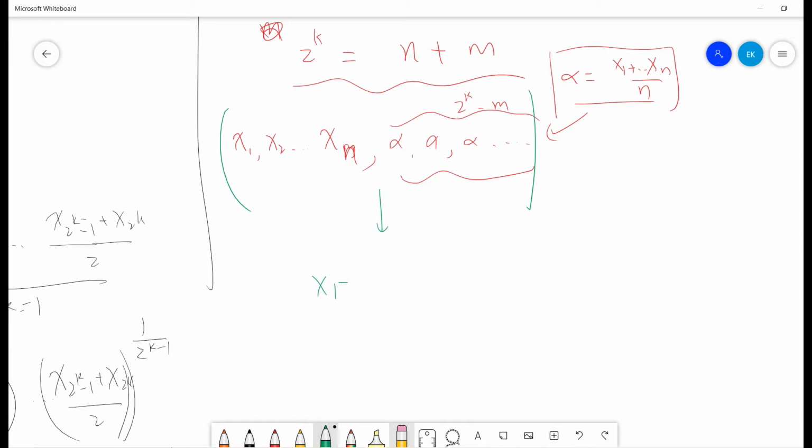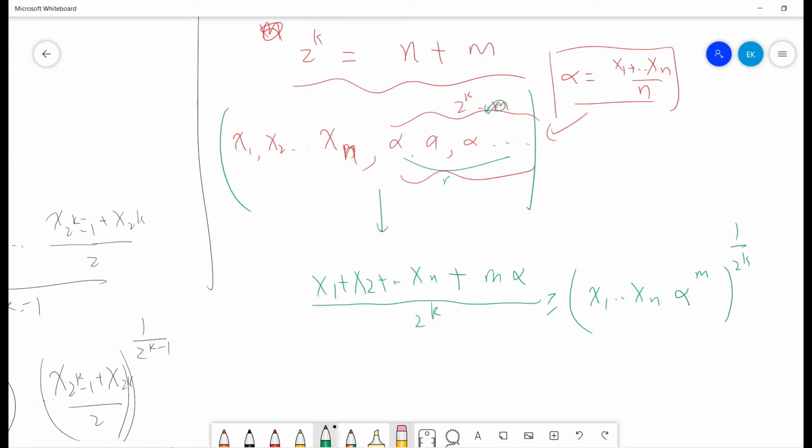So we get (x1 plus x2 up to xn plus m alpha) divided by the total, 2 to the k, will be greater than or equal to (x1 up to xn times alpha to the m) to the 1 over 2 to the k. Okay, and notice that m is the same as 2 to the k minus n, since there are m of them, right? So m is the same as 2 to the k minus n.